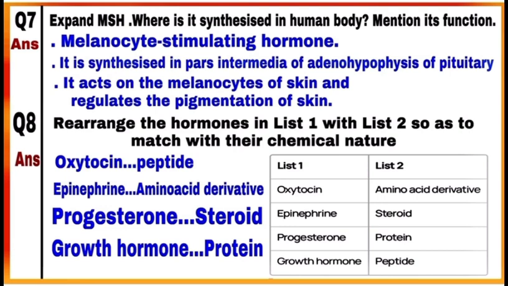Question number 8. Rearrange the hormones in list 1 with list 2 so as to match with their chemical nature. Oxytocin is chemically a peptide hormone. Epinephrine is an amino acid derivative. Progesterone is a steroid hormone, and growth hormone is chemically a protein.